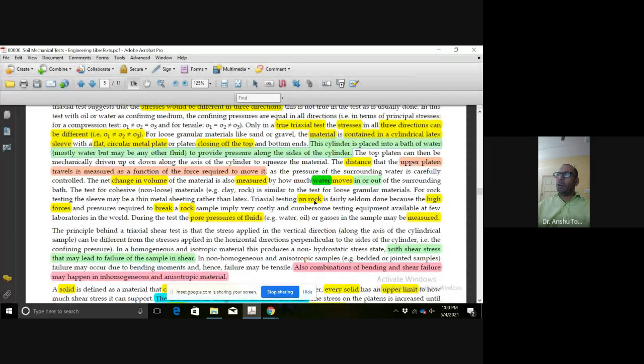Triaxial testing on rock is seldom done. It is almost never done because it is very difficult to maintain the high pressure conditions in a triaxial apparatus for rock to disintegrate.